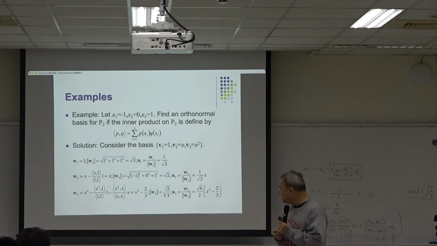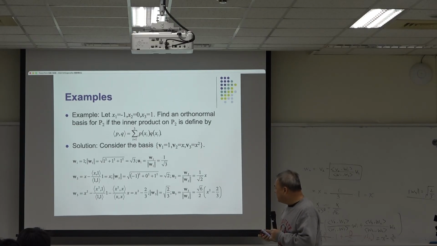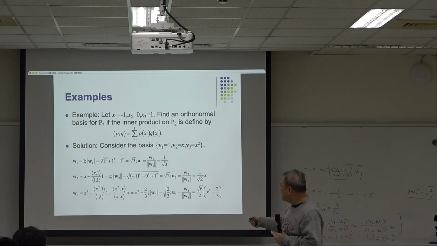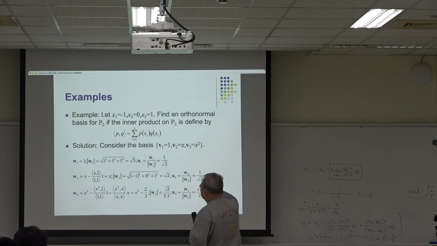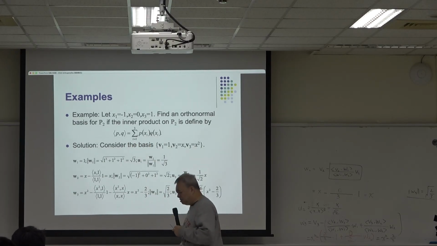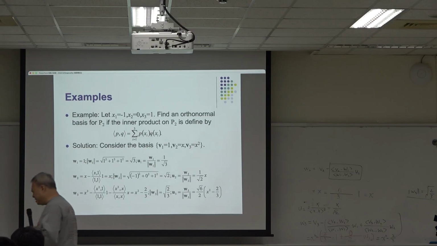So you can see that it has a lot of calculations. The reason is that the definition of inner product here involves some additional xi's, and that complicates the whole computation. But the basic idea remains the same. Nothing is new here, except that we have a new definition of inner product.